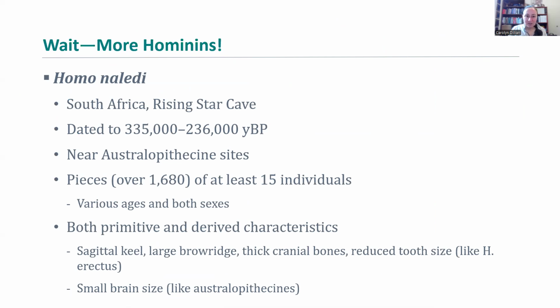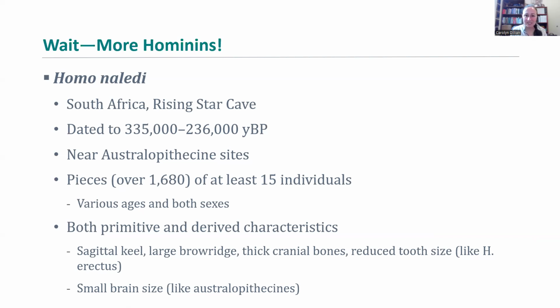But there are also some other hominins that are kind of these weird creatures out on the landscape that we're not quite sure how they fit. So in South Africa, there was a species, this was very recently discovered, called Homo naledi. And if you want to learn more about this, there are a couple of great videos about Homo naledi out there.